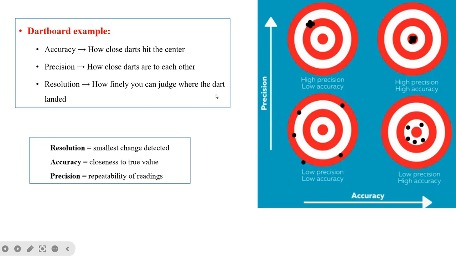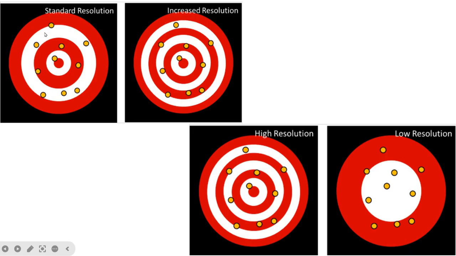Resolution is how finely you can judge where the dart has landed. So resolution is the small change detected. Accuracy is closeness to the true value. And precision is the repeatability of readings. Here you can say it has high precision because the values are being repeated. And this is about the resolution.